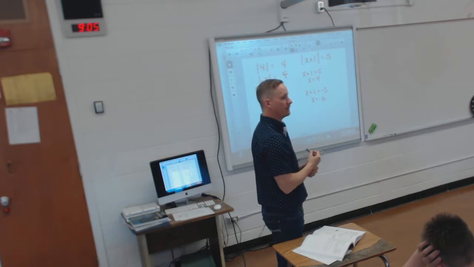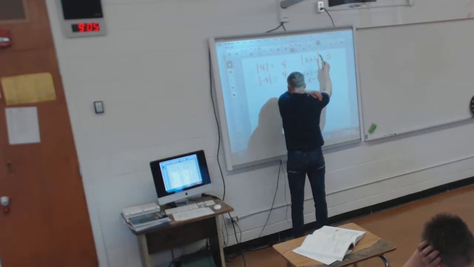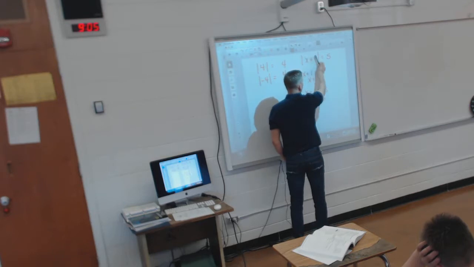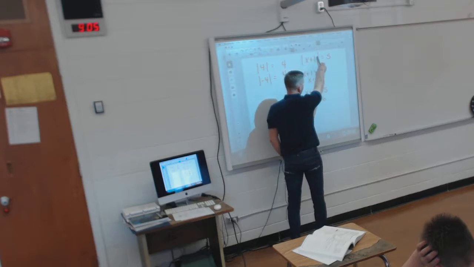Does everybody understand that? So, because in order for this right here to equal 5, either this whole thing has to be 5 or negative 5. Agreed? And if it is either one, it'll give me a value there.